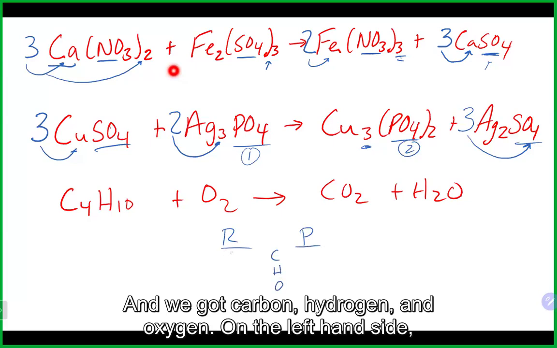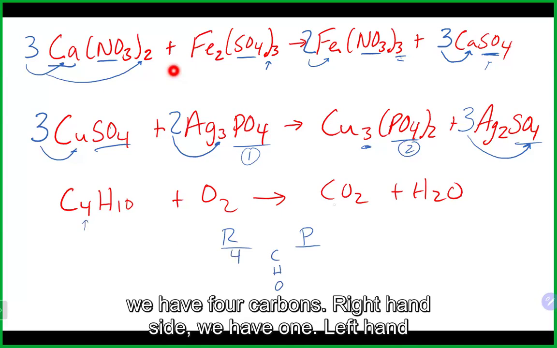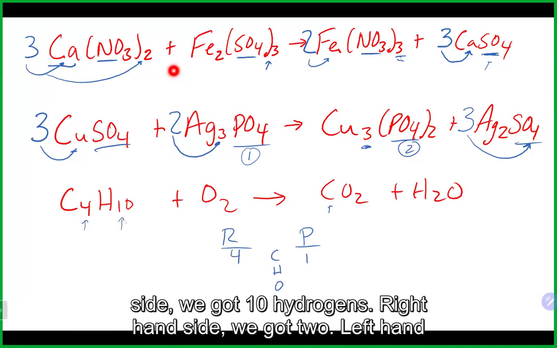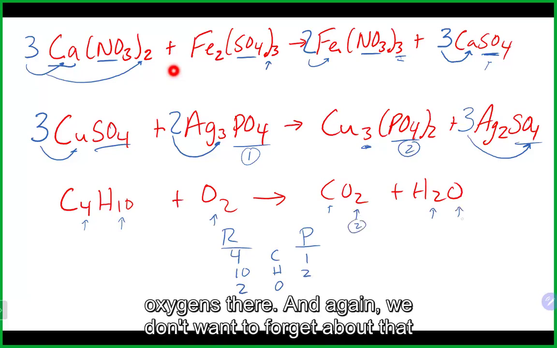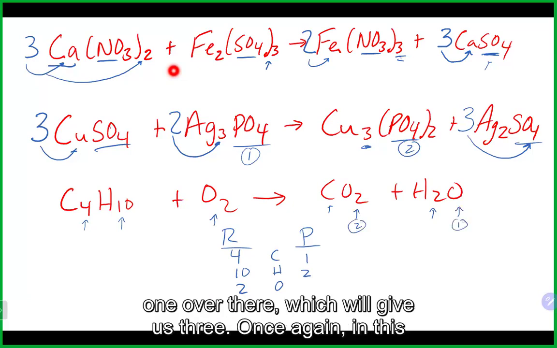On the left-hand side, we have 4 carbons. Right-hand side, we have 1. Left-hand side, we got 10 hydrogens. Right-hand side, we got 2. Left-hand side, we have 2 oxygens. And right-hand side, we have 2 oxygens there. And again, we don't want to forget about that one over there, which will get us 3.